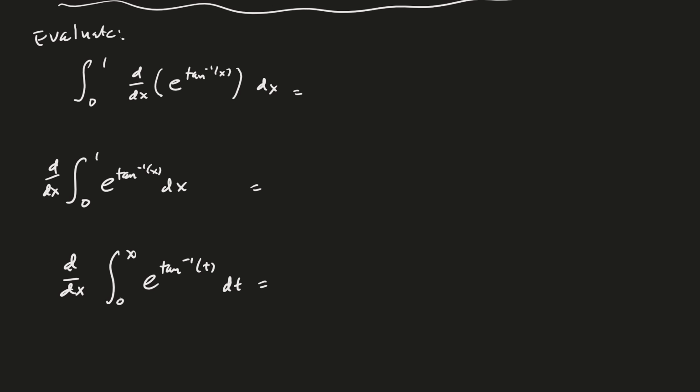Evaluate the following derivatives. The first one is the integral from 0 to 1 of the derivative of e to the inverse tangent of x dx. You might compare that with the derivative of the integral from 0 to 1 of inverse tangent of x dx. And we might compare that to the last one, the derivative with respect to x of the integral from 0 to x of e to the inverse tangent of t dt.